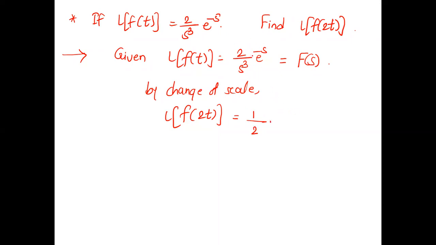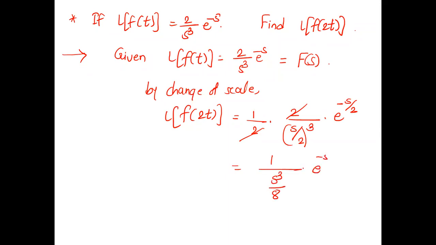I'll start with multiplication 1 by 2, and in this, all s will be replaced by s by 2. a is 2, so it is s by 2 cube as it is, e raised to minus s by 2. Simplify here, 2 gets cancelled. It is 1 upon s cube upon 2 cube, that is 8, e raised to minus s by 2. Again, a upon b upon c, c goes up. 8 upon s cube, e raised to minus s upon 2. Yes, that is the answer.